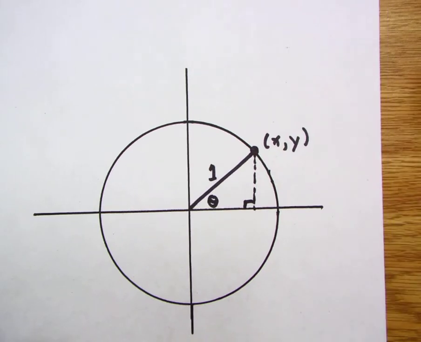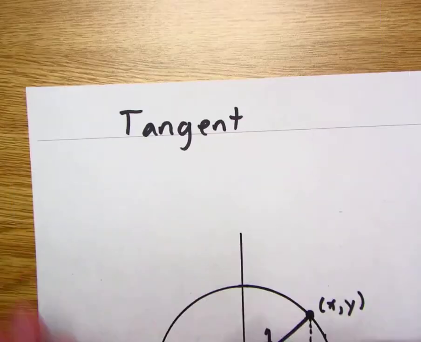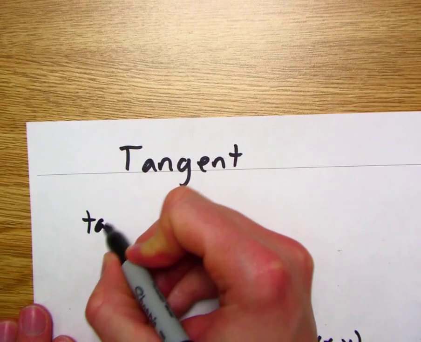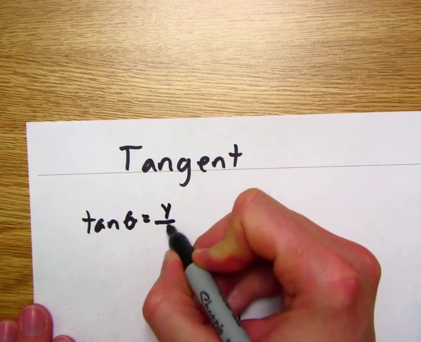All right, now you're totally used to this by now. We've talked about sine and cosine. We need to talk about what tangent is. So as a working definition that we're going to use, tangent is equal to y over x.